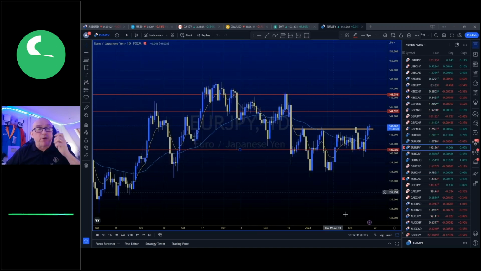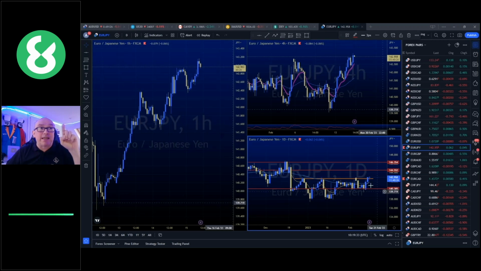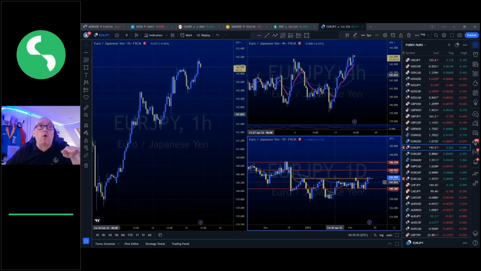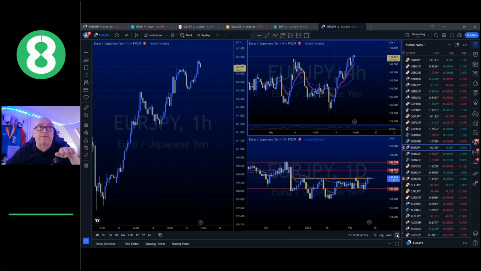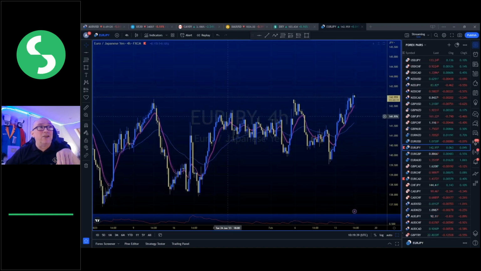So what I'm interested in here is we've taken out the resistance. That should now act as support on the way down. Then I can go down to the 4 hour chart and see that more clearly. Look, double top taken out. We've pushed up through there in the last 4 hours. We cleared it. That should act as a support zone on the way down. 142.60 to 70 should act as support. If you're taking long trades in here, you're going to have stops below this swing low around the 142.30.